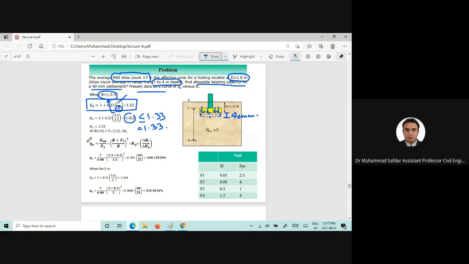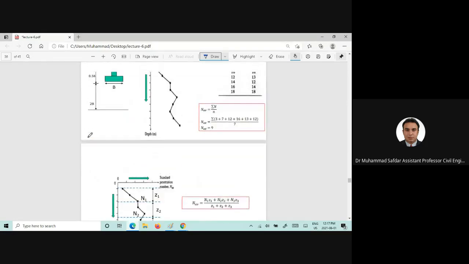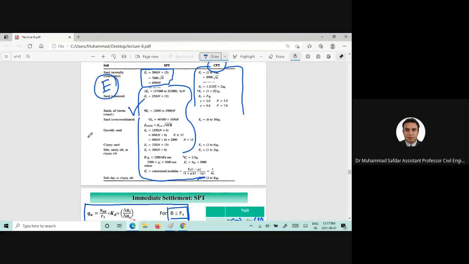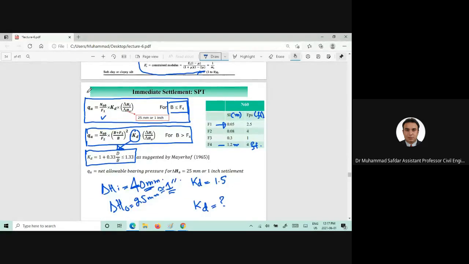Okay, now which equation we need to use, because we were given two equations here. Equation number 1 and equation number 2. So if B is equal to 1.5 meter, for starting with the first assumption here, as you can clearly see, B is greater than 1.2 meter. Now we need to use the second equation, because B is greater than F4 from that table.